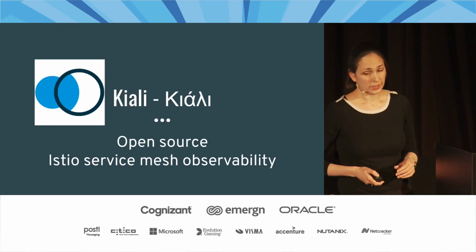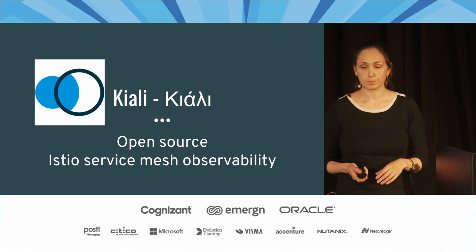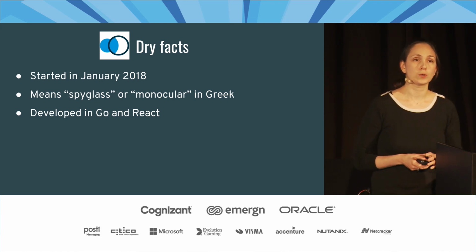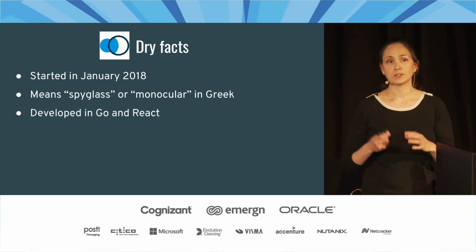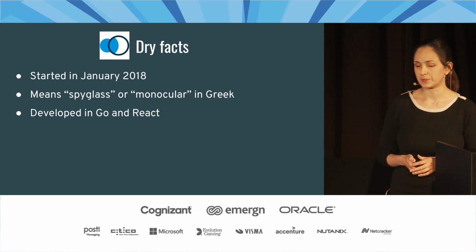And for that, Kiali was created. Kiali is an open source service mesh observability tool focused on Istio. It was created in January last year, and it's also a Greek word, and it means a spyglass. Spyglass or a monocular through which the captain is looking where they're sailing for better observability.